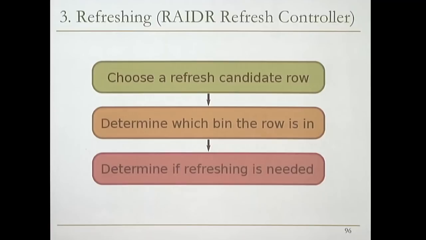Basically, you choose a refresh candidate row, determine which bin the row is in by probing the Bloom filter, and determine if refreshing is needed. Yes? So when you insert something, you're asking, right? Oh, exactly. So that's a good point.